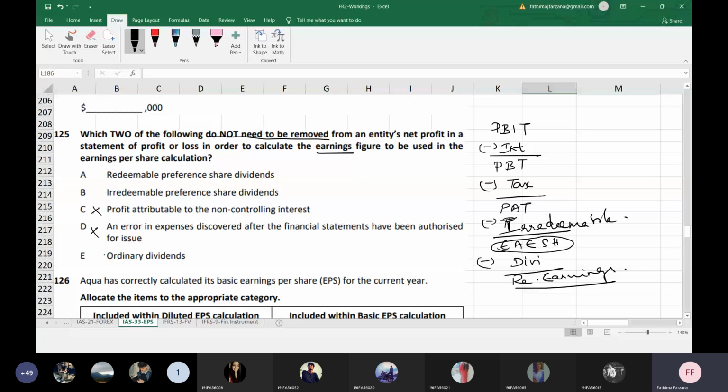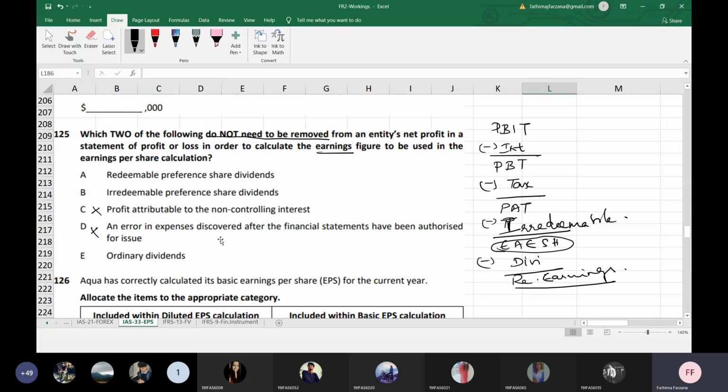Tell me about ordinary dividends. Ma'am, ordinary dividends are paid to the equity shareholders at the end. So it will go to retained earnings. No, it will go to equity shareholders. It will be distributed to equity shareholders, right? So the question here is, which need not be removed from the entity's net profit or statement of profit or loss to calculate the earnings figure?